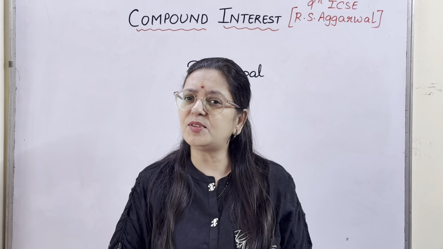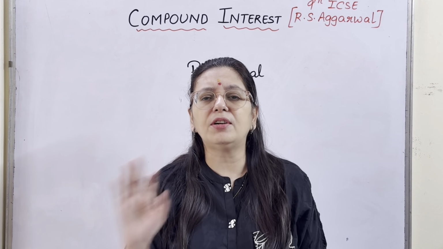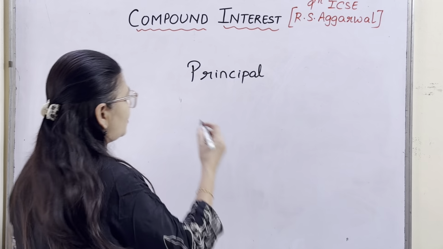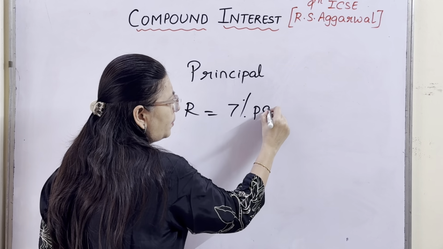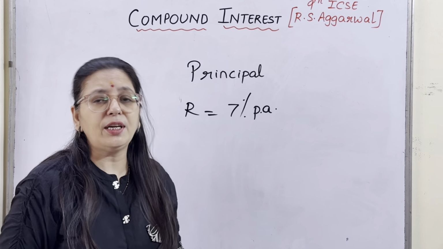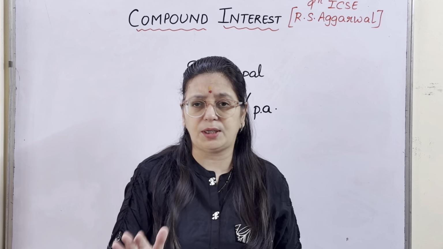Then comes the word rate. Rate is generally calculated per annum. That's why it is written as, say for example, 7% per annum. That means it has been calculated on a yearly basis.